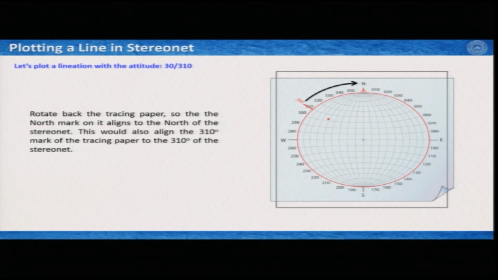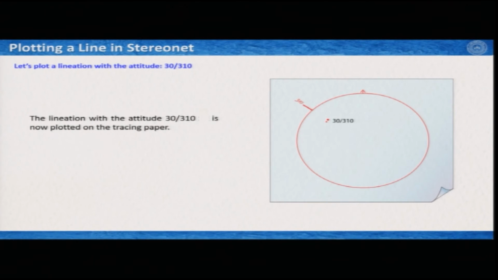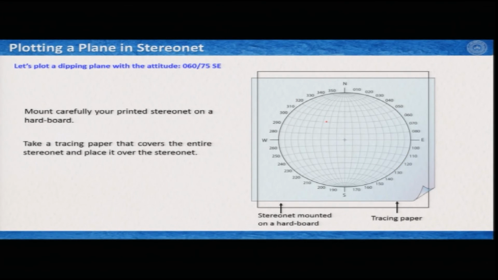Now, this would also rotate this point D that we have marked in the previous step. So, this is the point D, and this point is the plot of the lineation with the attitude 30 degree 310 on the StereoNet. Now, let us see how we can plot a plane on the StereoNet.